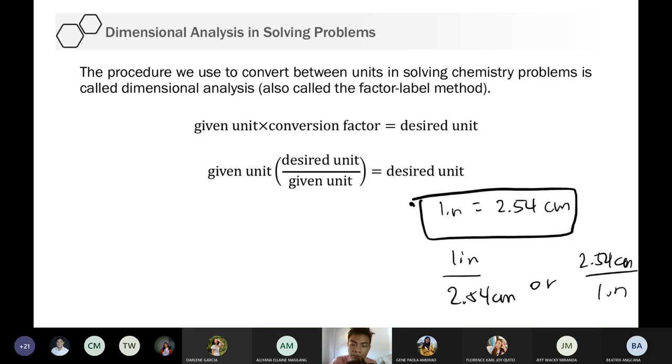Which one should be at the top? Which one should be at the bottom of the fraction bar, okay? So the unit to be placed on the top must be the unit that you want to obtain, right? That must be your desired unit, okay? It should contain the units of your final answer. And the one at the bottom of the vinculum or the fraction bar should be the given unit. So they will cancel out, okay?